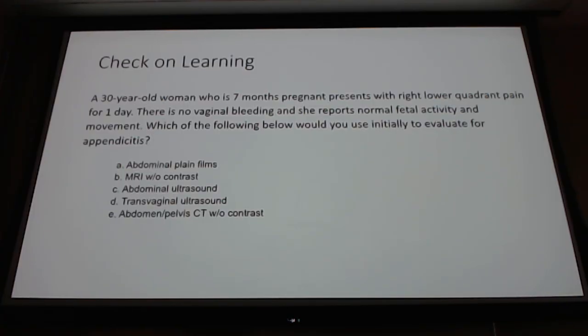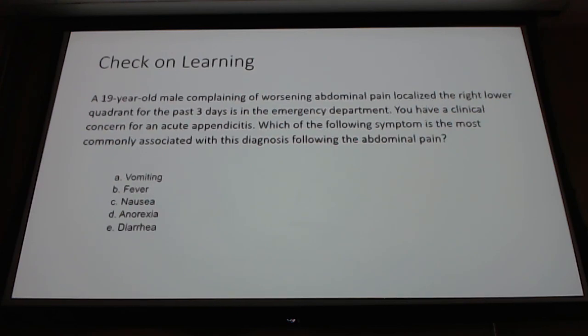C for initial. The key to that is initially evaluate. So we never want to radiate somebody initially. So everybody's good with abdominal ultrasound, correct? Keep in mind, it's probably going to be a little bit more difficult. Seven months pregnant is going to be a pretty significant gravid uterus.